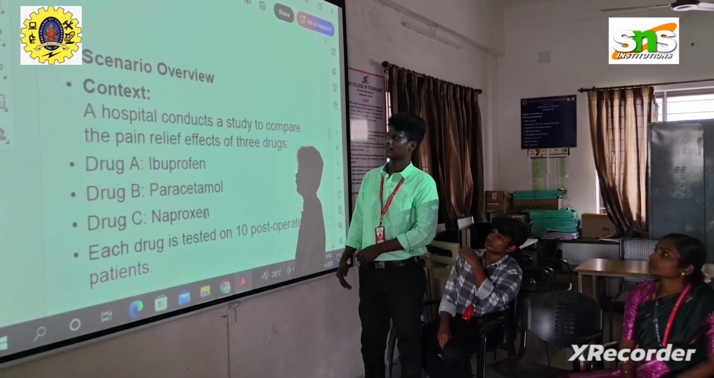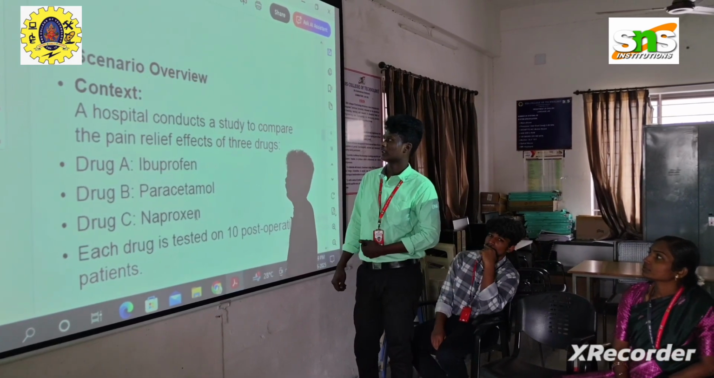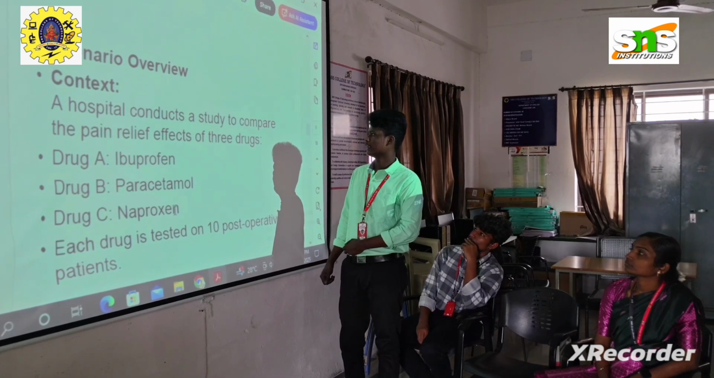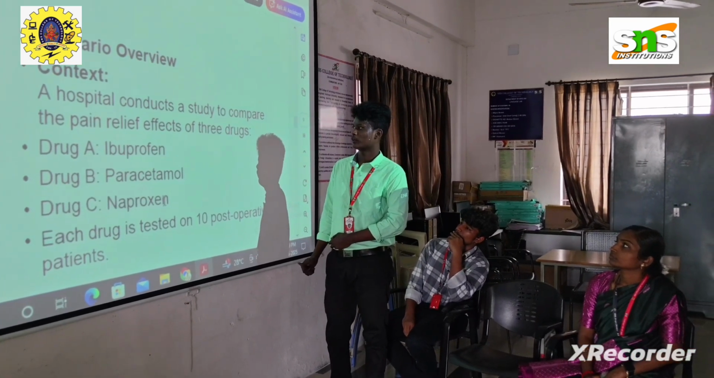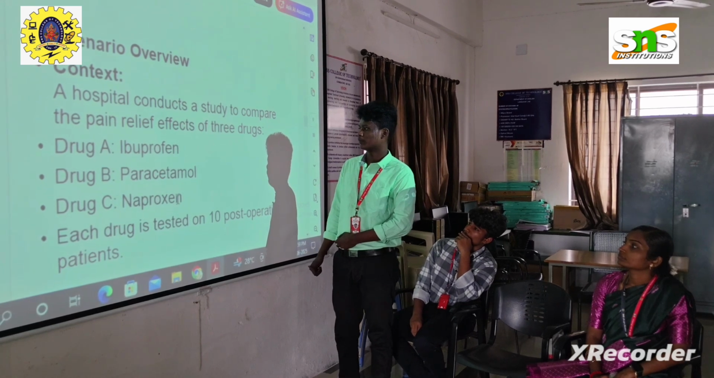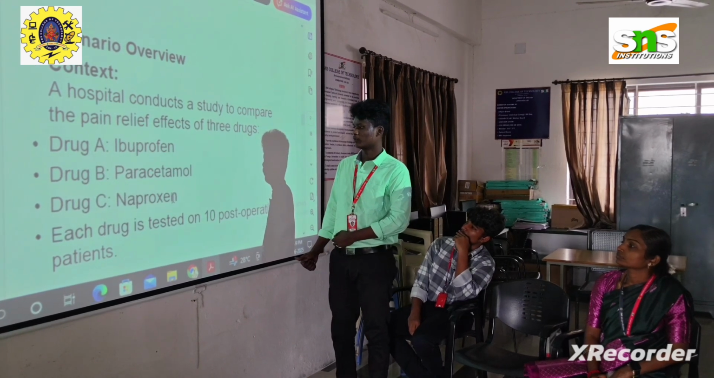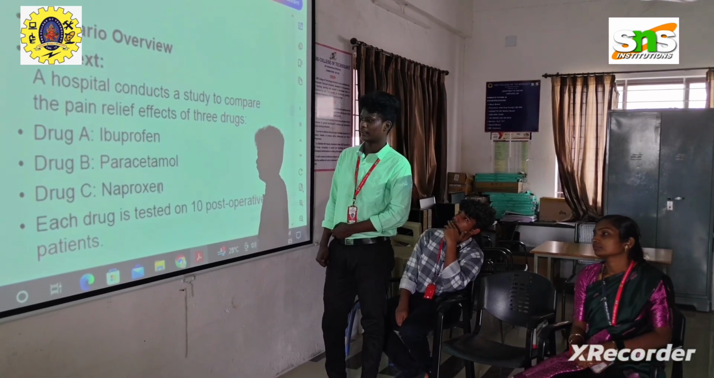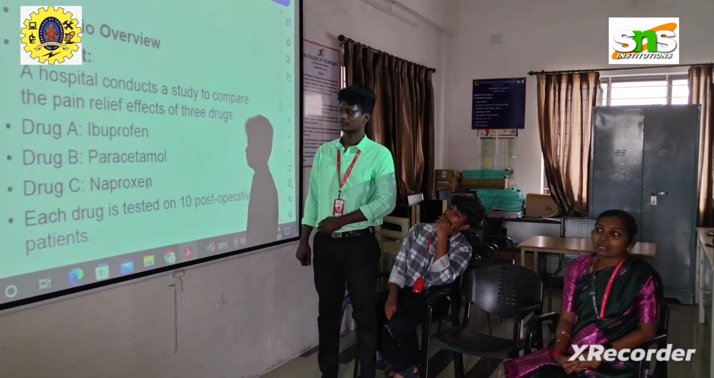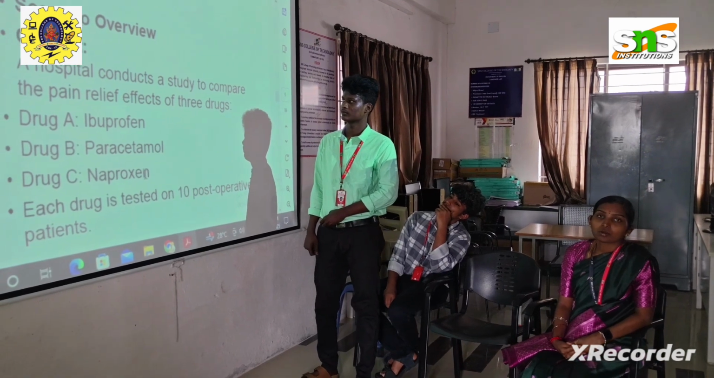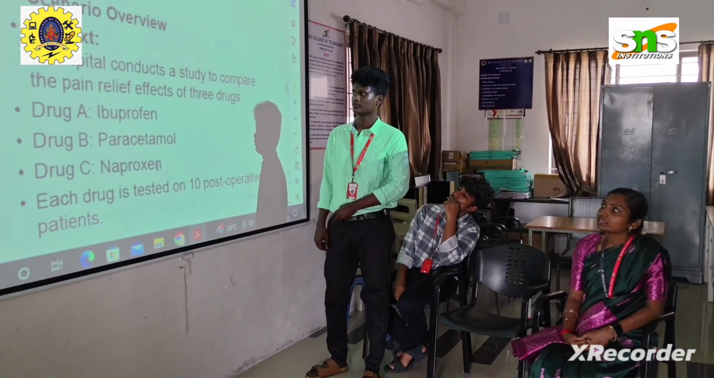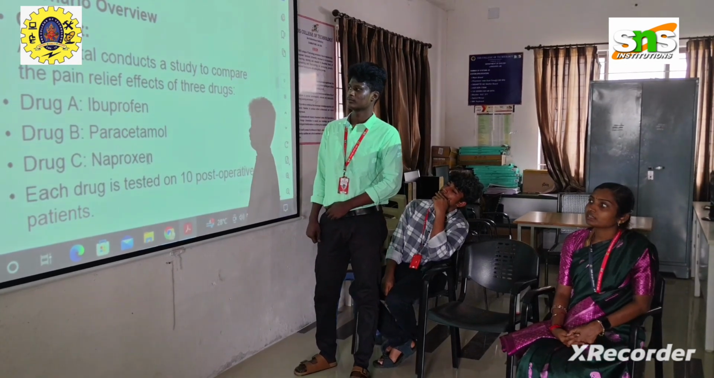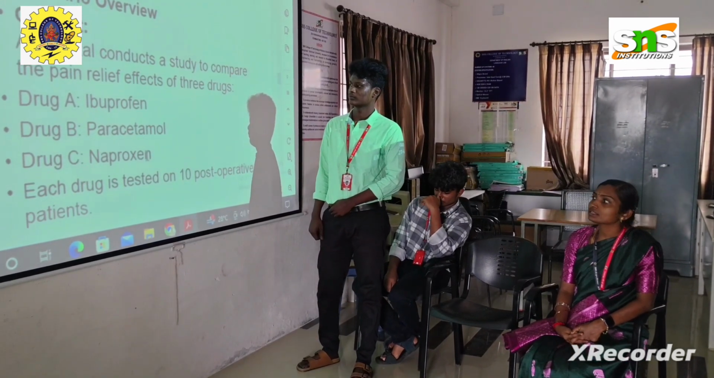Scenario overview, context. In a hospital context, we are studying and comparing the pain relief effectiveness of three drugs. Drug A, ibuprofen; drug B, paracetamol; drug C, naproxen. Each drug is tested on 10 post-operative patients. Here we have a scenario where the post-operative patients are treated with these three painkillers: the first is ibuprofen, the second is paracetamol, and the third is naproxen.